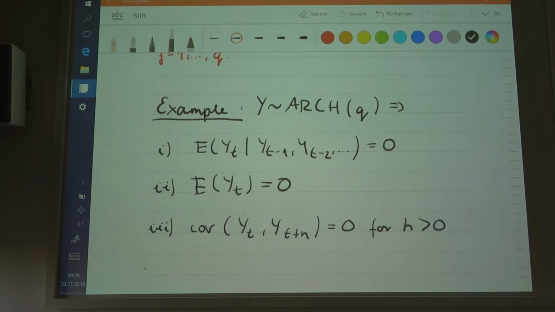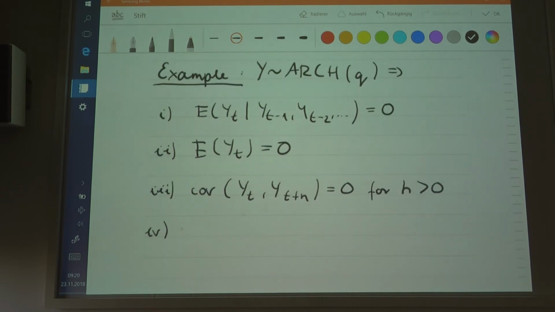And the fourth property, as we saw before, is that the variance of the process is equal to the expectation of the squared stochastic process, sigma squared. So this is going to be the expectation of sigma squared, which represents the stochastic variance here.